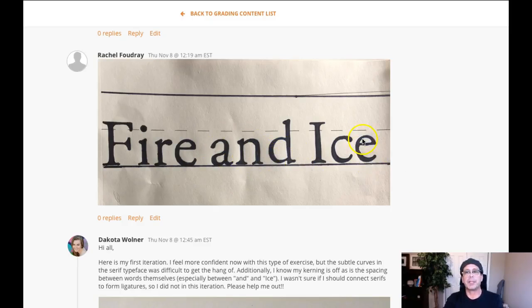Ice looks pretty good. I think the distance between the C and the E is pretty good. If you can tighten that down a little bit, that could definitely get pulled in a little bit there. Okay, so in summary for spacing, your word spacing is great. Your letter spacing is really loose, so you'll want to close that down a little bit.